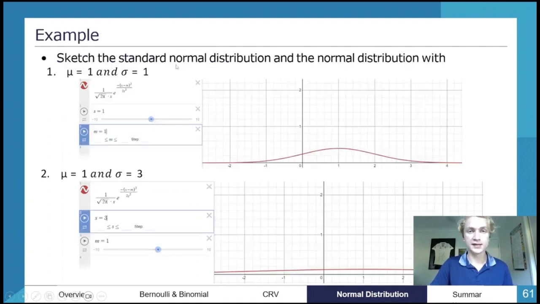Okay, so an example would be: sketch the normal distribution and the normal distribution width. So where mean equals 1 and S equals 1, what I've done is I've just got Desmos here and changed it. And as we can see, if the mean is 1, that means that the peak is going to occur at 1. For the second one, the peak is also still 1, so the peak is still the same. But because the standard deviation is 3, we have a much wider interval for which most of the values lie. And we're going to talk more in depth in just a minute about what those different rules are.